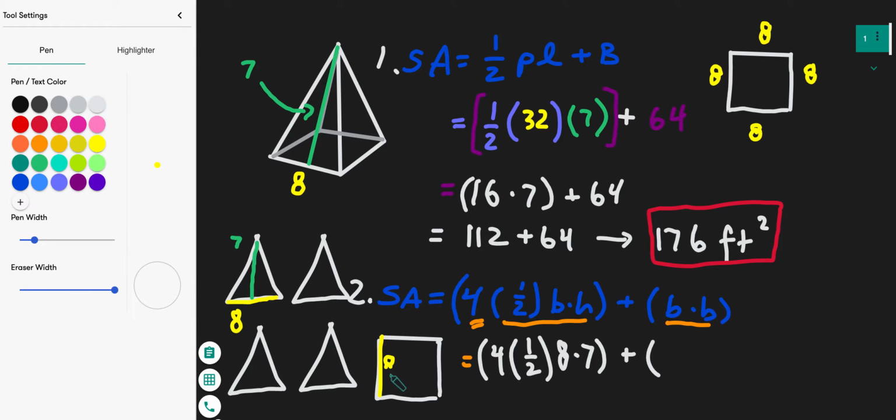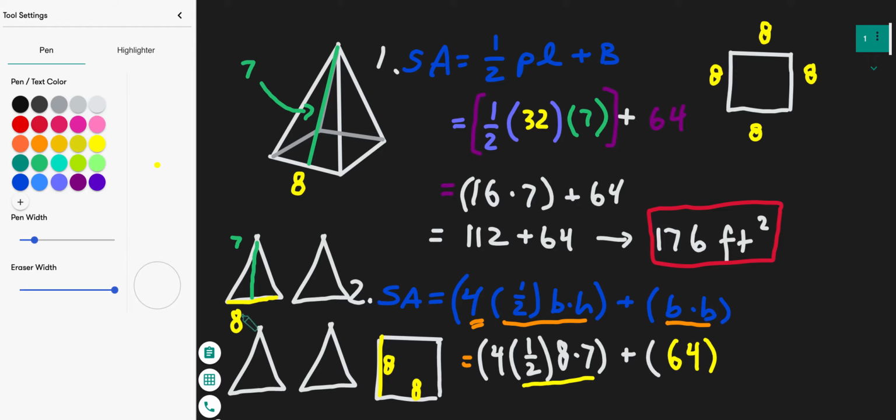So this guy is equal to 8, and this guy is equal to 8. So if I wanted to find the area, I would just multiply these two numbers together. I would get 8 times 8 is equal to 64. Okay, cool. So now I have all of my variables found, right?